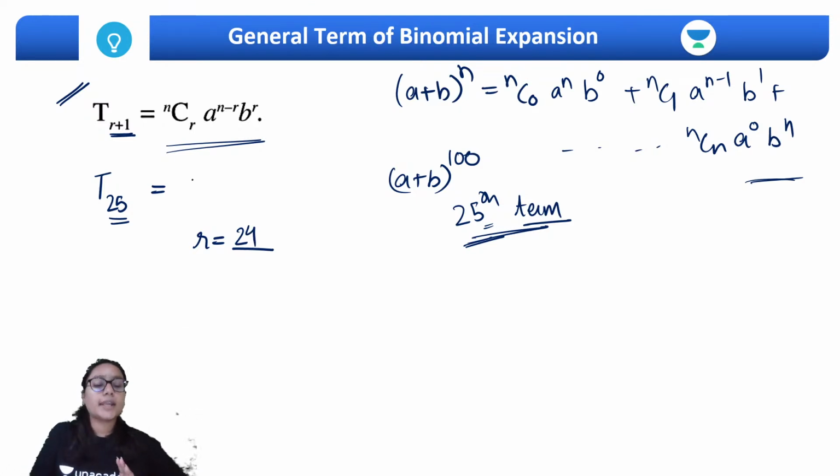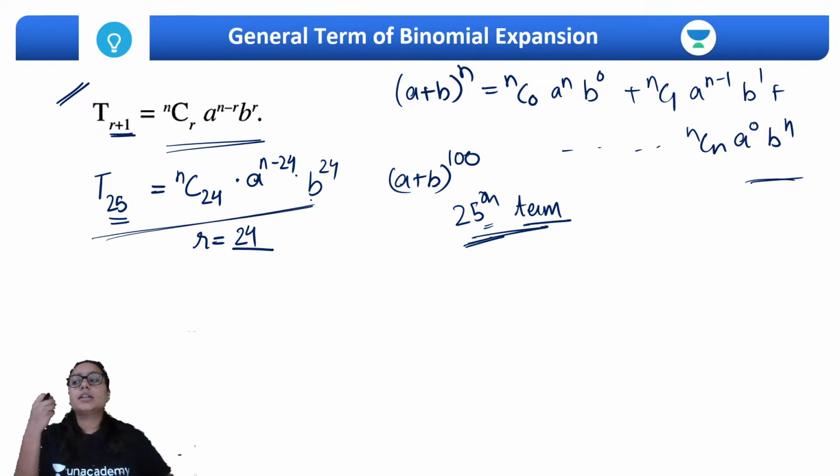So now I am going to take the value of r as 24 and then we can get the general term here. This will be nC24 into a raised to the power n minus 24 into b raised to the power 24. So this way you can find the general term of a binomial expansion using this formula. Alright, now let us see the question.